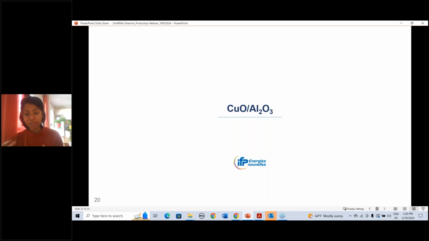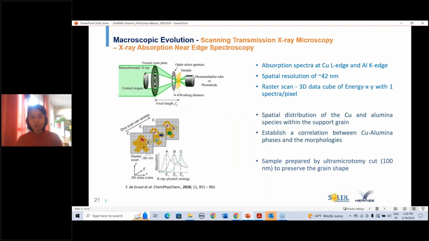What do we expect from the material and how it's changing over time, as well as spatially? In order to do that, we have characterized it using scanning electron microscopy, XRD, and the one that I would like to highlight is STXM, X-ray microscopy, together with X-ray absorption near edge spectroscopy. This technique is very similar to that of TEM coupled with EELS.